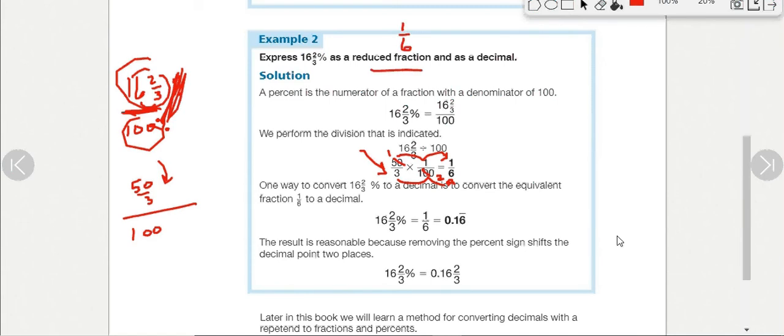As a decimal, what do we do? We take that 1 over 6, because that's really the easiest way to get there. Do 1 divided by 6.